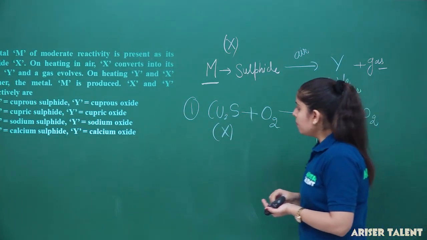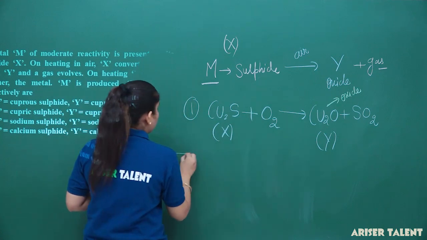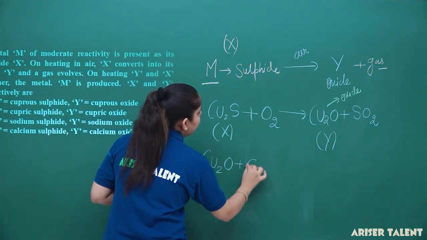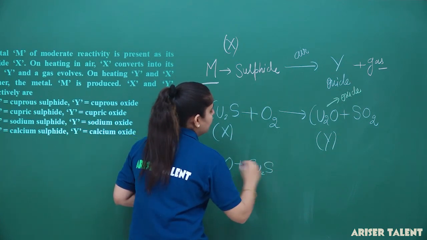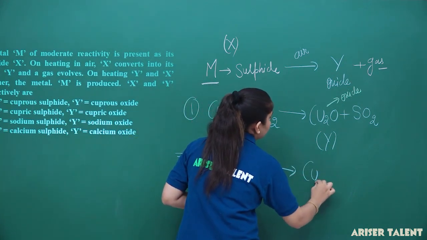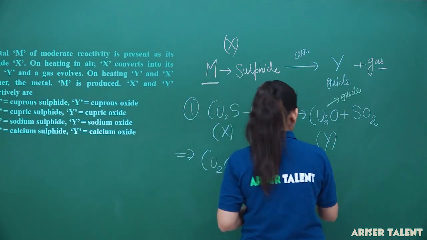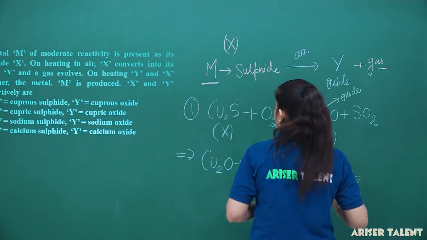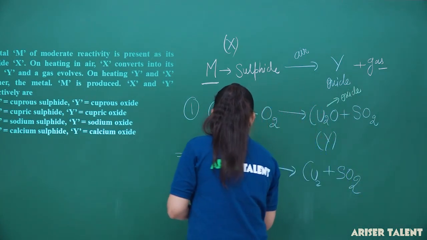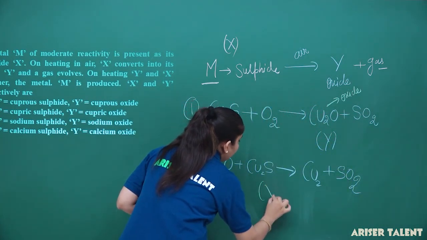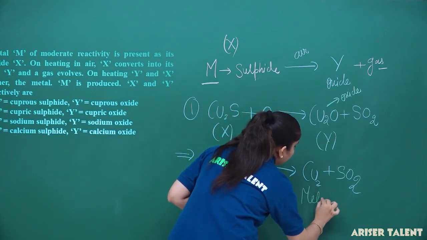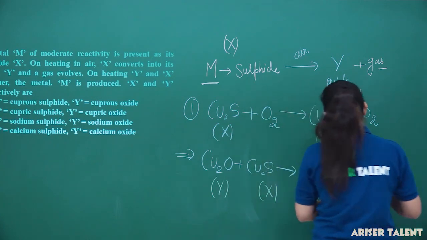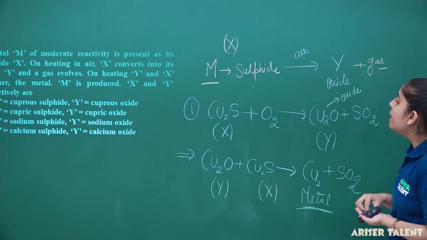Now this oxide and this sulfide, when reacted together, will again form copper along with SO2. So you can see here that Y and X, when reacted together, again give us the metal. So option number 1 is correct, because it gives us the satisfying solution we want.